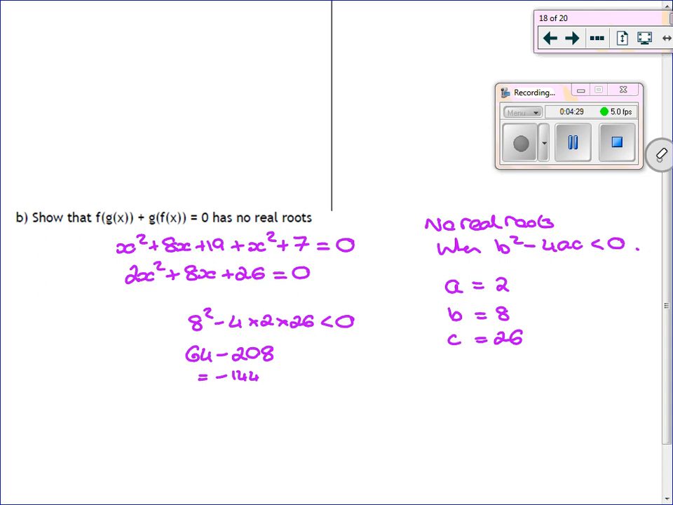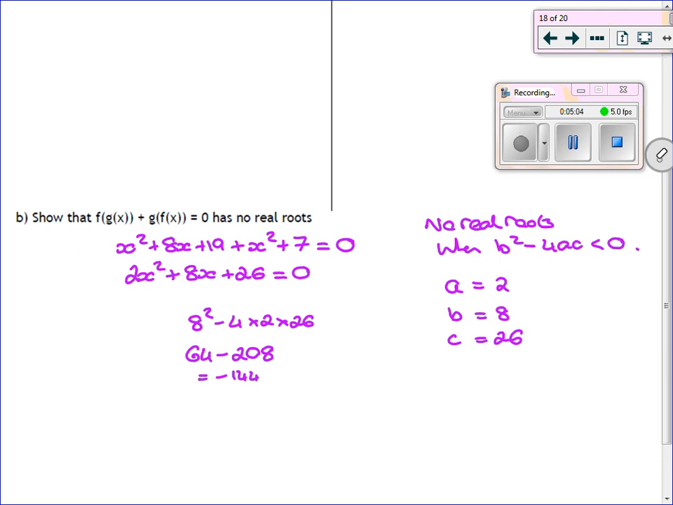Now, I really shouldn't have put in the less than 0 there, because we're not working out an inequality solution here. We're just finding the value. So it's 8 squared minus 4 times 2 times 26, which when we work out we get minus 144. Minus 144 is less than 0, so because our discriminant is less than 0, that is the proof that f of g of x plus g of f of x equals 0 has got no real roots.